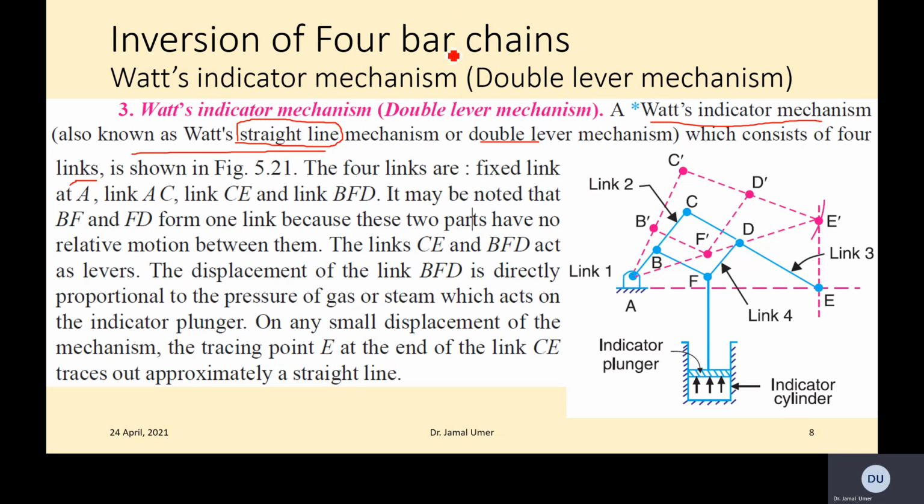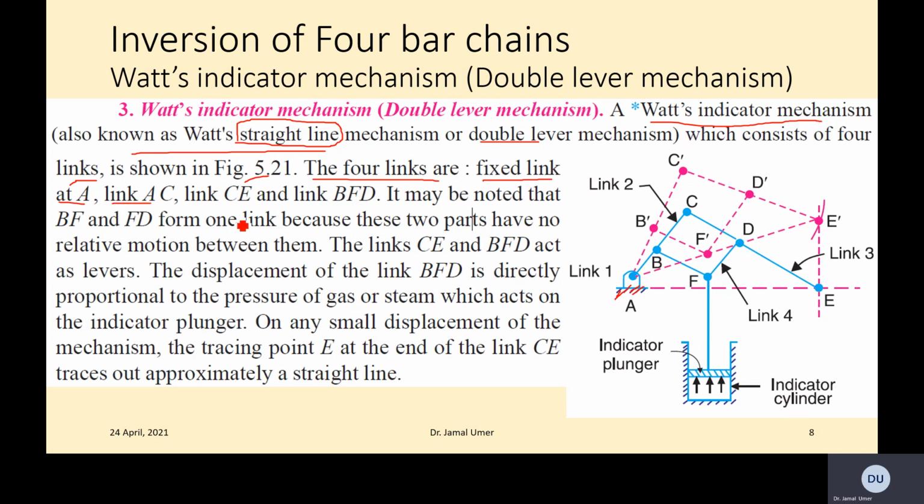That's why we are talking about four bar chains basically. This is shown in figure 5.21. So this is a figure. The four links are, so what are the links? Fixed link at A. So you got this one as fixed. Just this part is a link one, which is a fix.